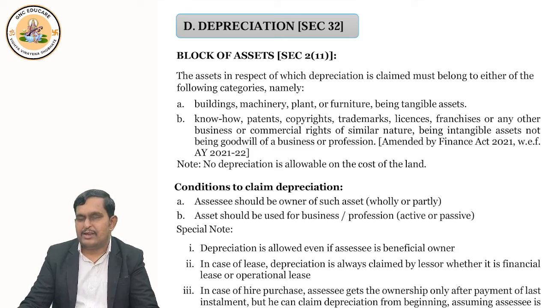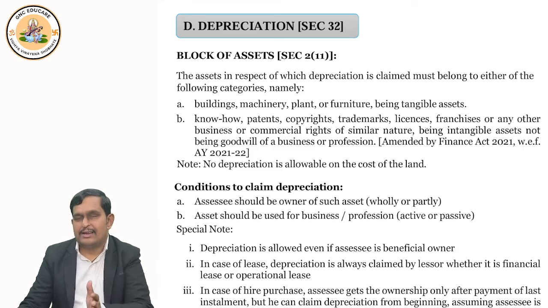Tangible में कौन से आते हैं? Building, furniture, plant and machinery. Plant, even you can take machinery separate. Mostly they are together. Next, intangible में know-how, patent, copyright, trademark, license, right?